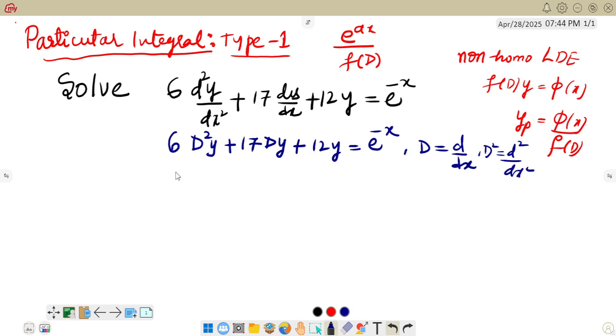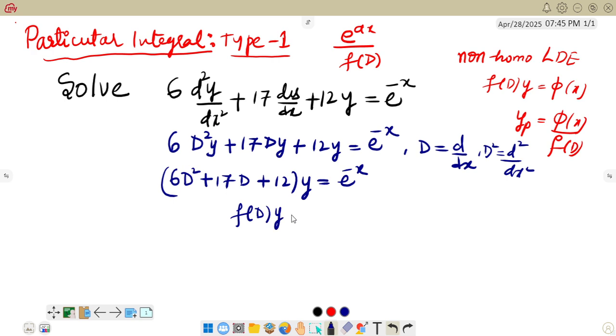So here let us take y common on the left side: 6D square plus 17D plus 12 into y is equal to e raised to minus x. Now this is in the standard form, that is f of D into y is equal to phi of x.